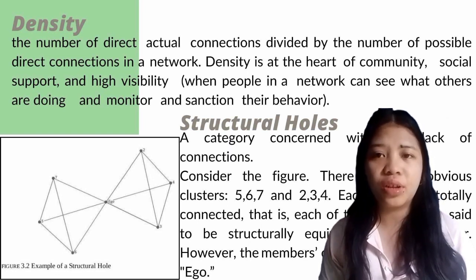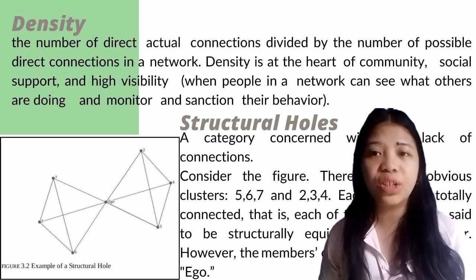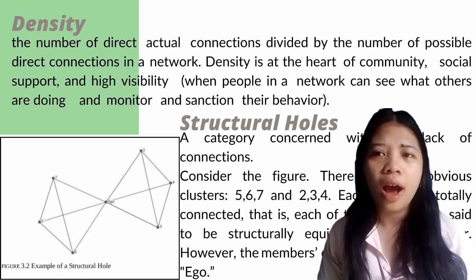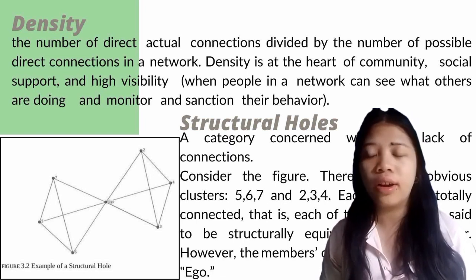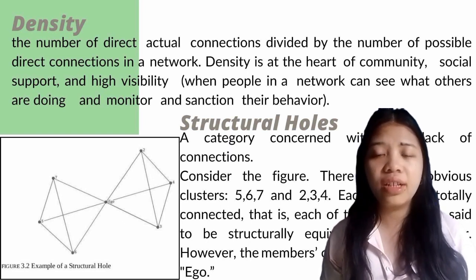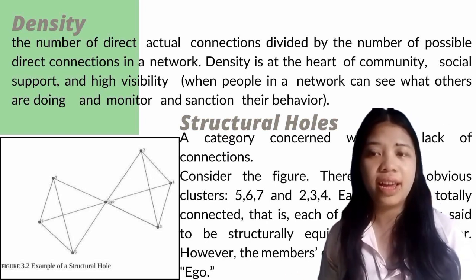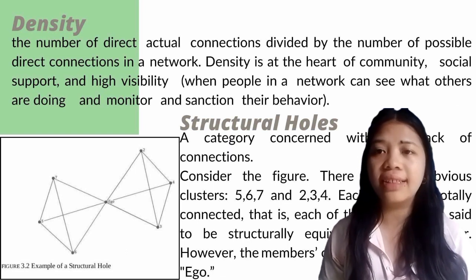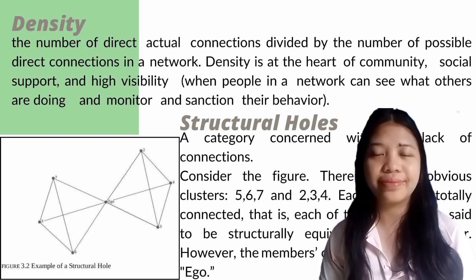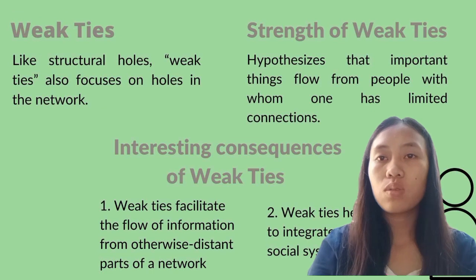So that's structural holes. What makes the 2 clusters, what makes the 2 dyads and triads, what makes the 2 items connected with each other. If there are no connections, if there is a lack of connection, or for example, in that case, if there is no ego, then there is a lack of connection. So that's structural holes. So the next one is weak ties.